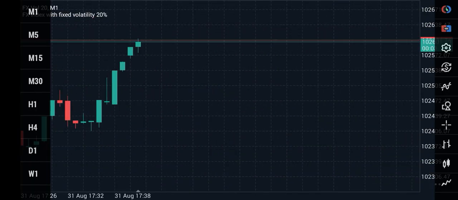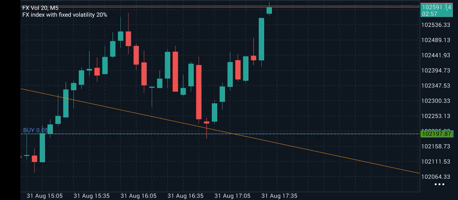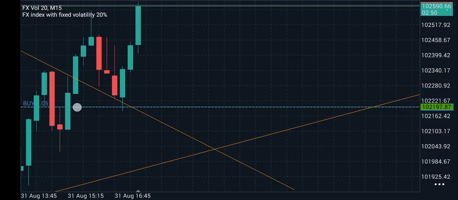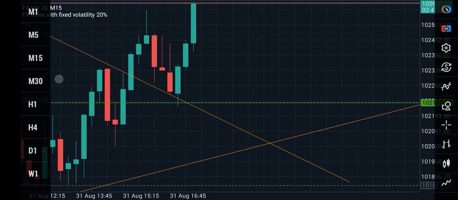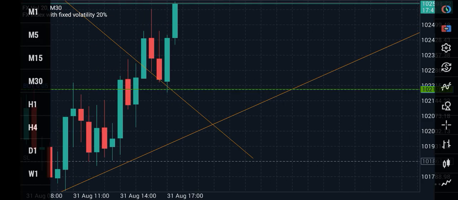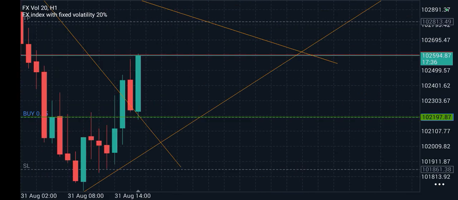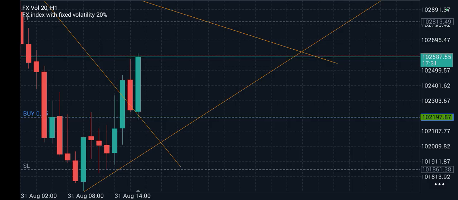So now if I move to the M5, it means each of these candles took 5 minutes each to complete. On the 15 minutes, it took each 15 minutes to complete. On the 30 minutes, it took each 30 minutes to complete. It just keeps going like that. On the H4, it took each candle here 4 hours. It took each candle on the H1 1 hour. So that is just what this is. It is as easy as that.